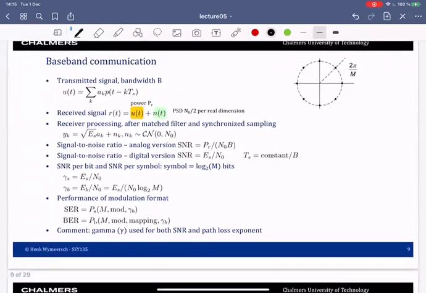I should mention one thing. Before we've seen the notation gamma for the path loss exponent. Here, gamma will also be used to denote SNR. So it's an unfortunate fact that the notation is used double, but here it will only be for SNR, not for the path loss exponent.